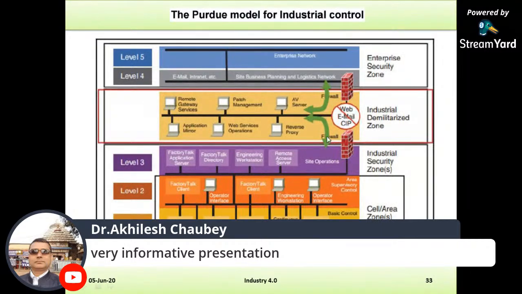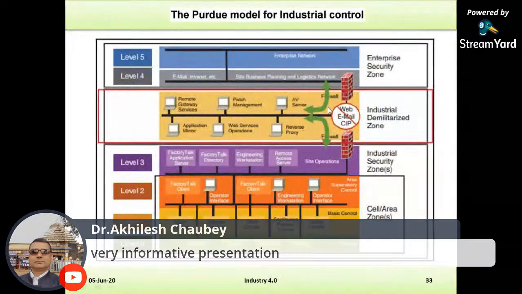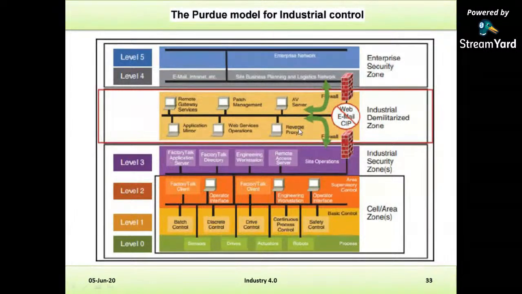This particular zone is called the industrial demilitarized zone. This layer interconnects the two areas, the manufacturing zone and the enterprise zone. So here the level is 3.5, and the 3.5 level is nothing but the industrial demilitarized zone. Here some security measures are taken into account, either physical security or software security. So this is how it works in the Purdue model for the industrial control system.